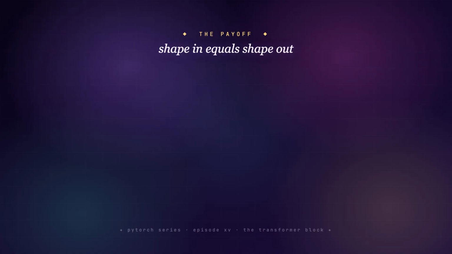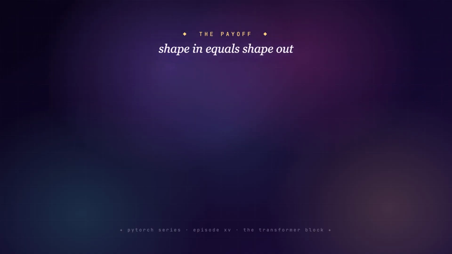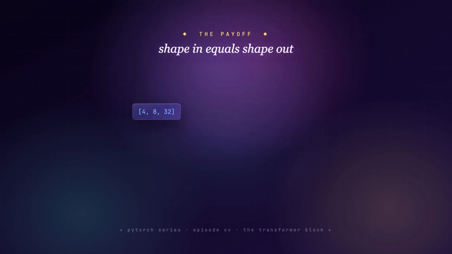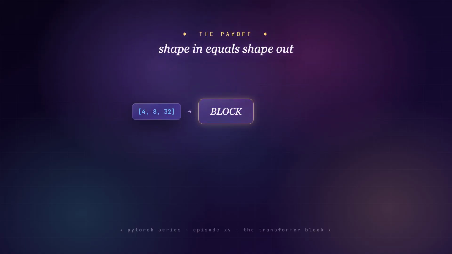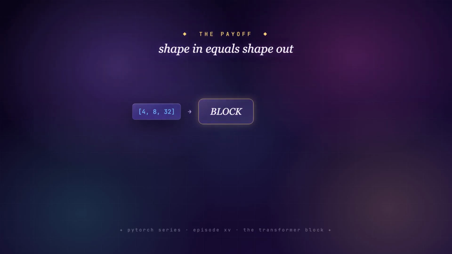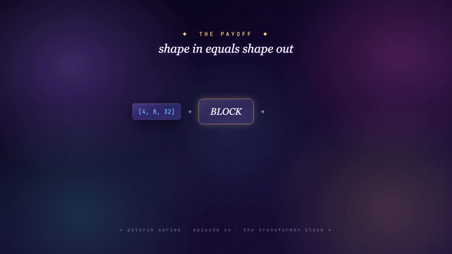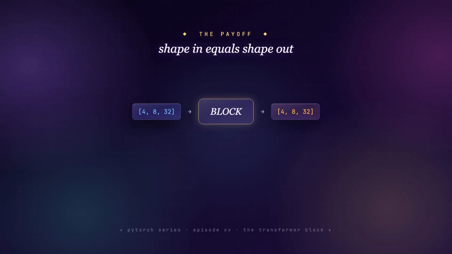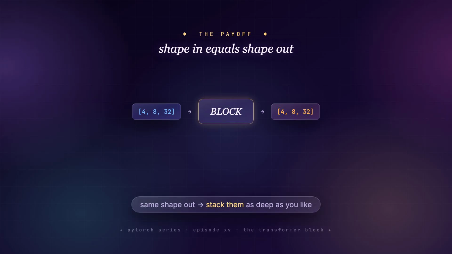Shape in, shape out. Put it all together and the magic property falls out. Shape in equals shape out. 4 sequences, 8 tokens each. 32 numbers per token go in. And 4 by 8 by 32 comes back out. The block changes the contents of every vector but never its dimensions. And that's the whole point. Because the output looks exactly like the input, you can feed one block's output straight into the next and the next forever. It's a Lego brick.